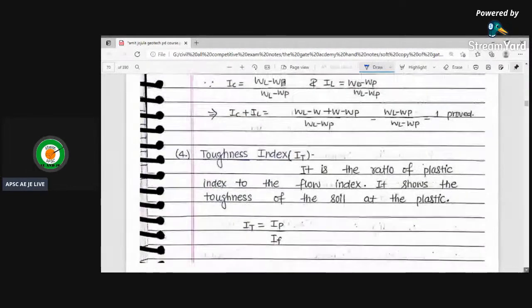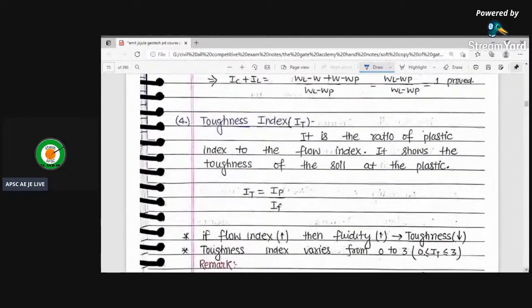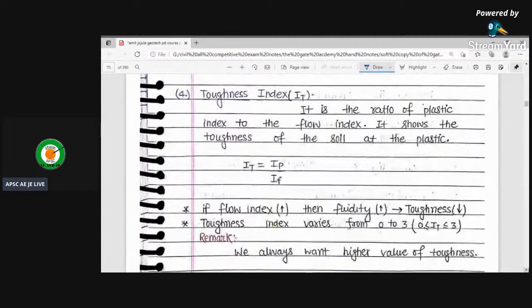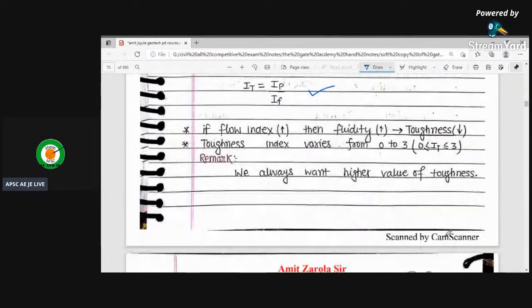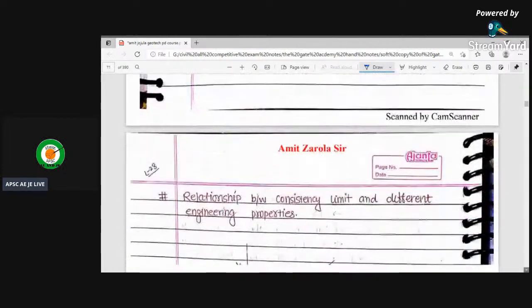Similarly, another important index property is the toughness index. It is the ratio of the plastic index to the flow index. It shows the toughness of the soil at the plastic limit. So toughness index IT is IP by IF, where IF is the flow index. If the flow index increases, then fluidity also increases and toughness decreases. Toughness index varies from 0 to 3. Remember, we always want a higher value of toughness.